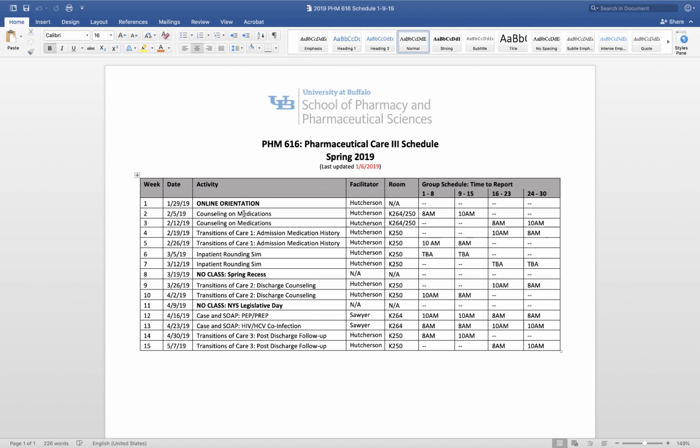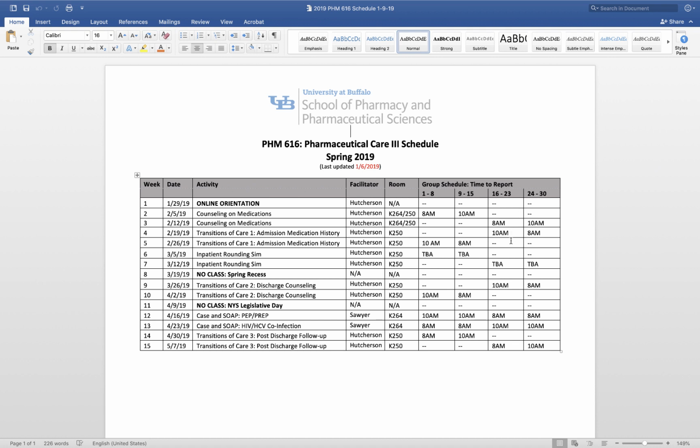For example, next week for counseling on medications, groups 1 through 8 will report at 8 a.m. and you'll be done by 10. Groups 9 through 15 will report at 10 a.m. and be done by noon. Then the following week will be groups 16 through 23 and 24 through 30.